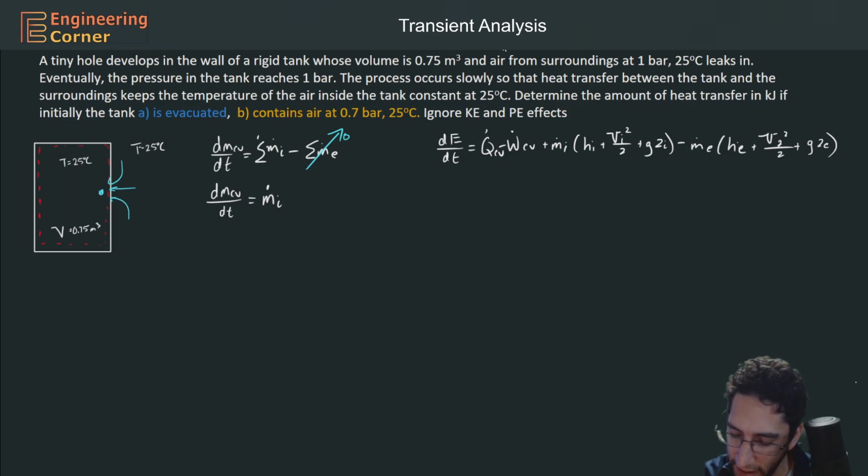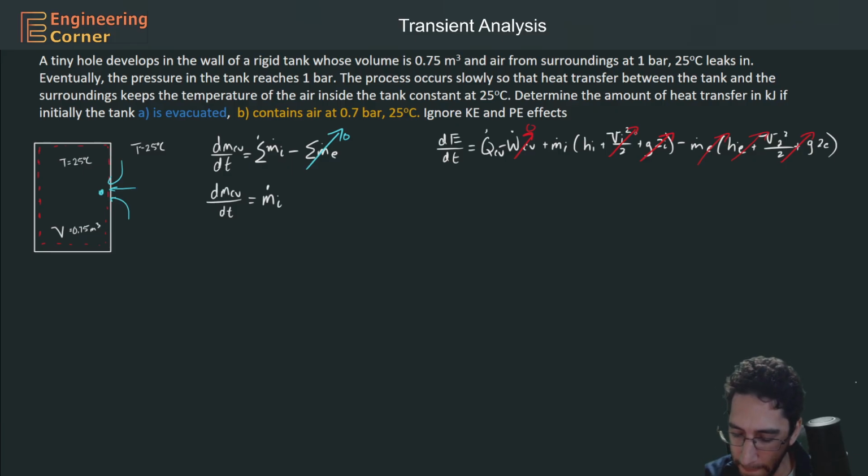Now let's simplify this a little bit. In this problem, we have no work. There's no paddle wheel, there's nothing. So this is going to go to 0. We have no exit, so this entire term right here is going to go to 0. We can ignore our kinetic and potential energy effects.